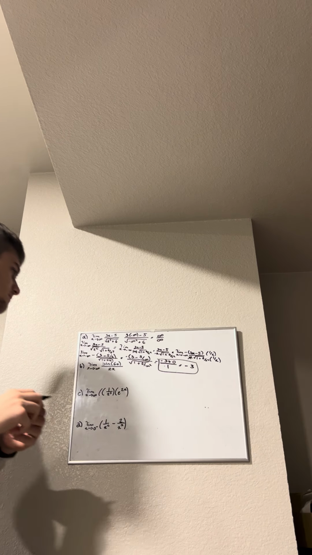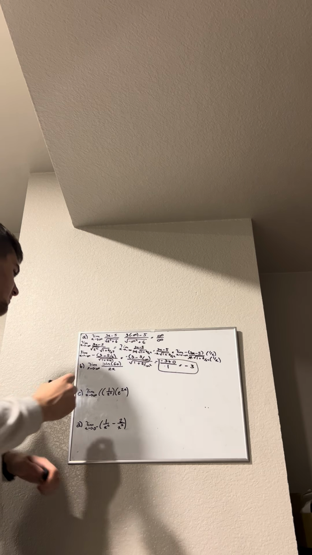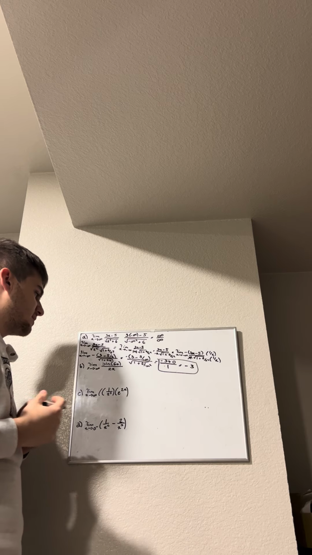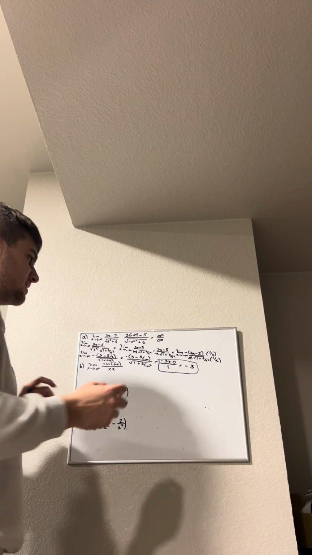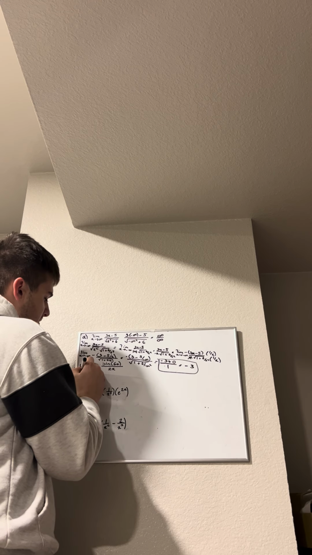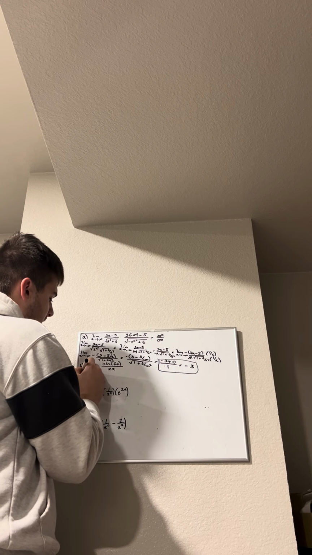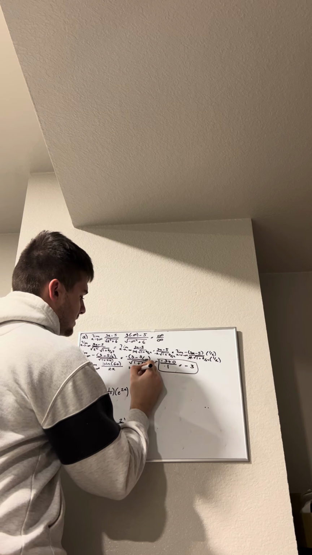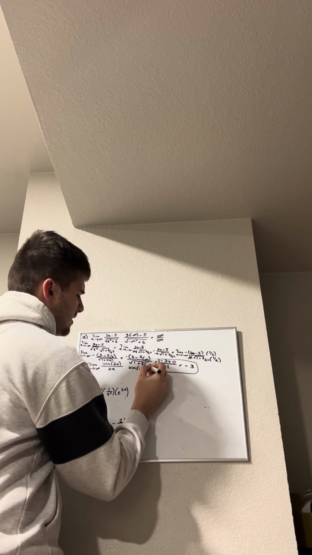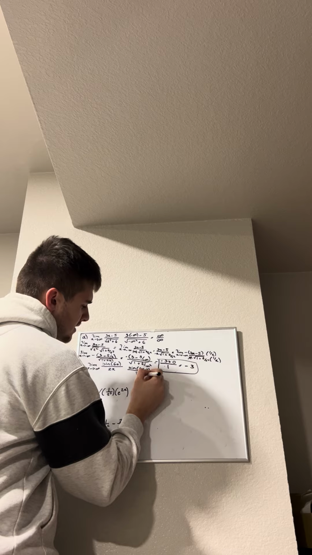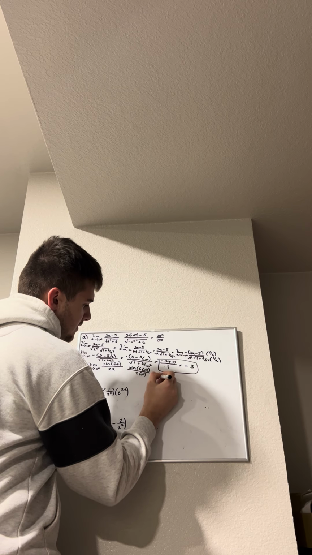And then for part B, we have the limit of x approaching infinity of sine 6x over 2x. So in this case, we want to first again show that this is a non-determinate form. So we want to plug infinity into this. So we do sine of 6 times infinity over 2 times infinity, which equals infinity over infinity.